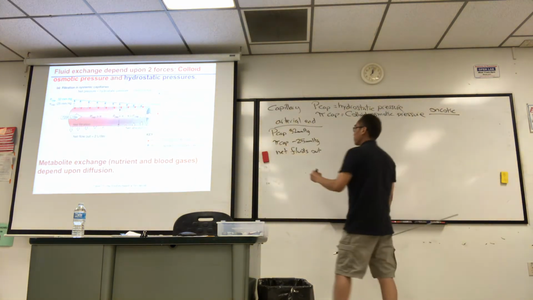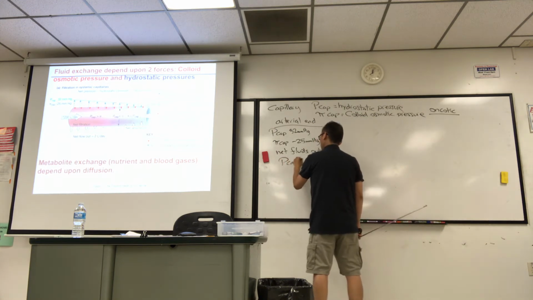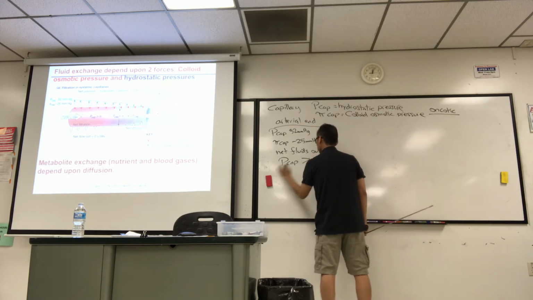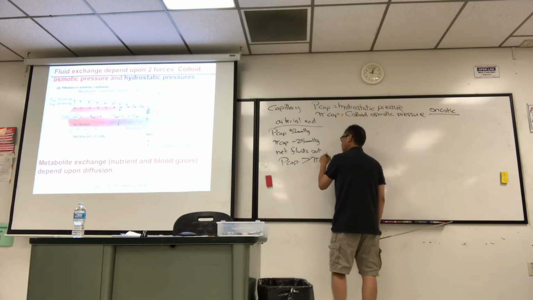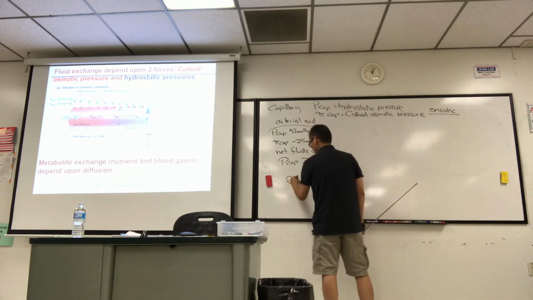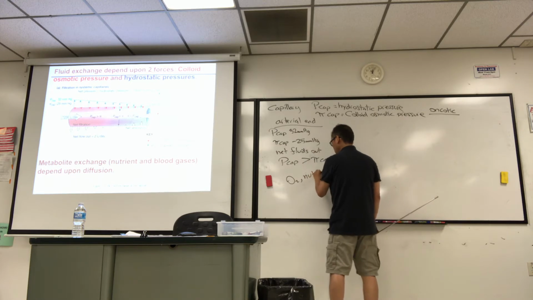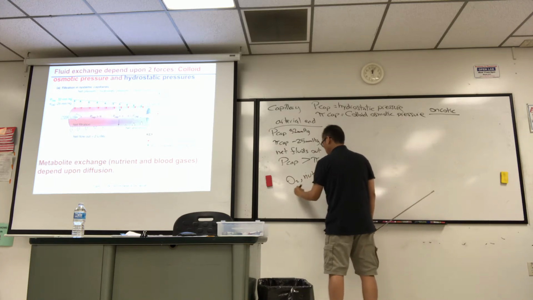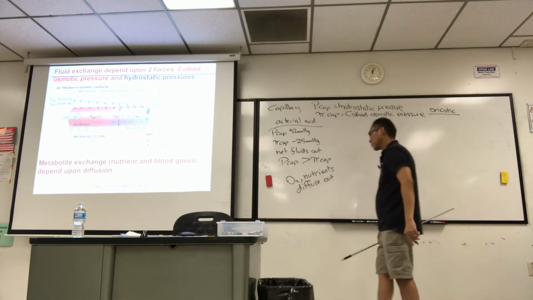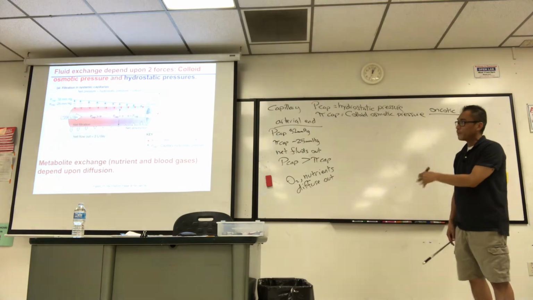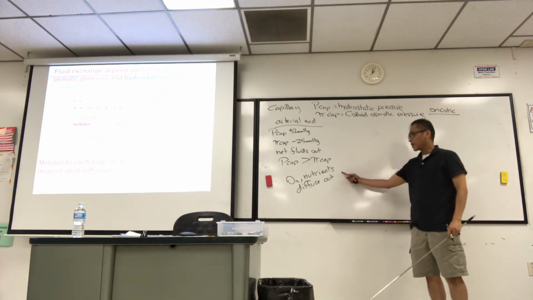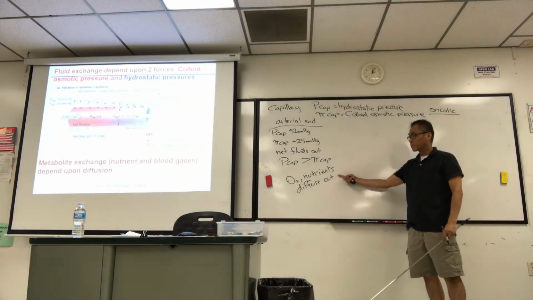So basically, P cap is greater than the pi cap. That's why you have net fluids out. But you also have oxygen, O2, that leaves, and nutrients diffuse out. That's all the things I want you to know at the arterial end. That's pretty much the good stuff, right? That's what the capillary is supposed to do right here. Deliver the goods.